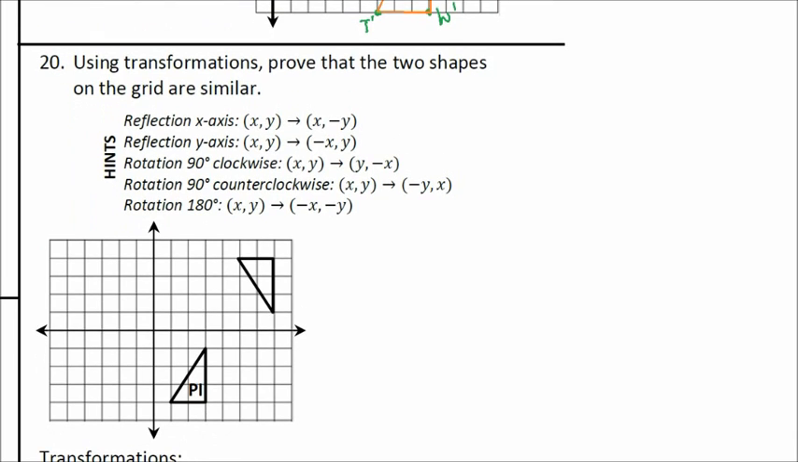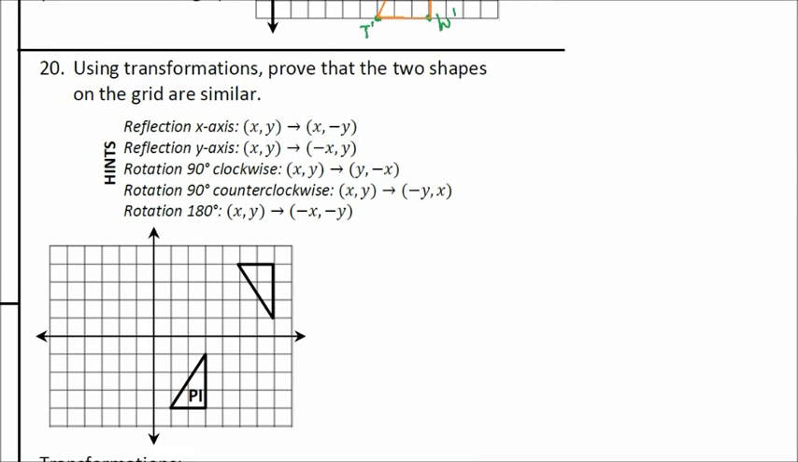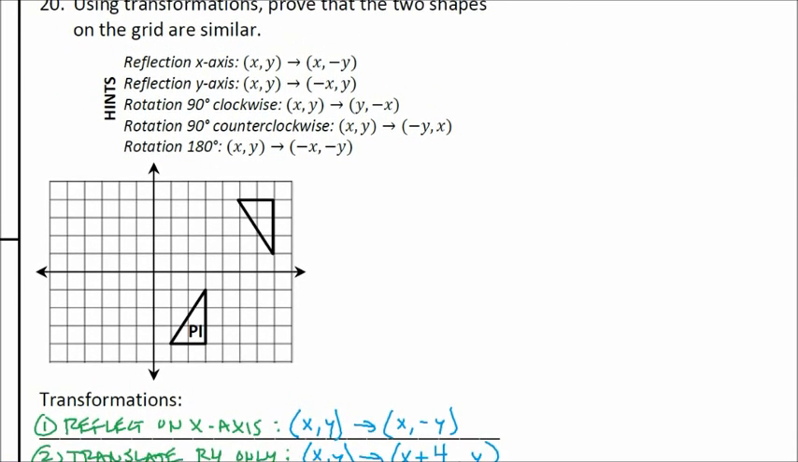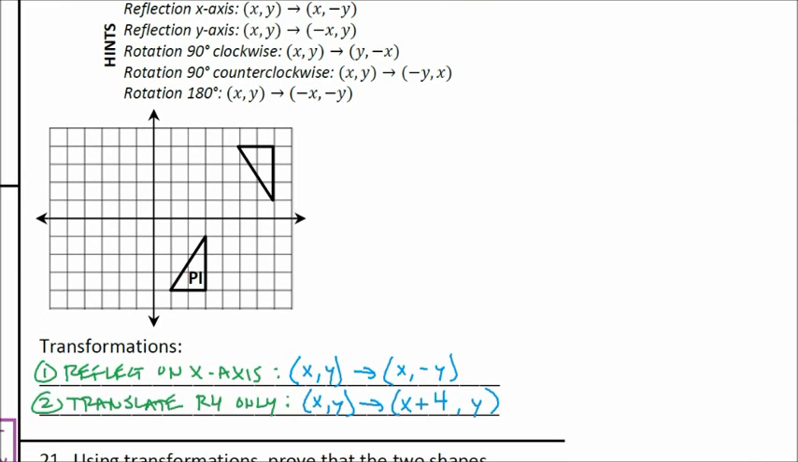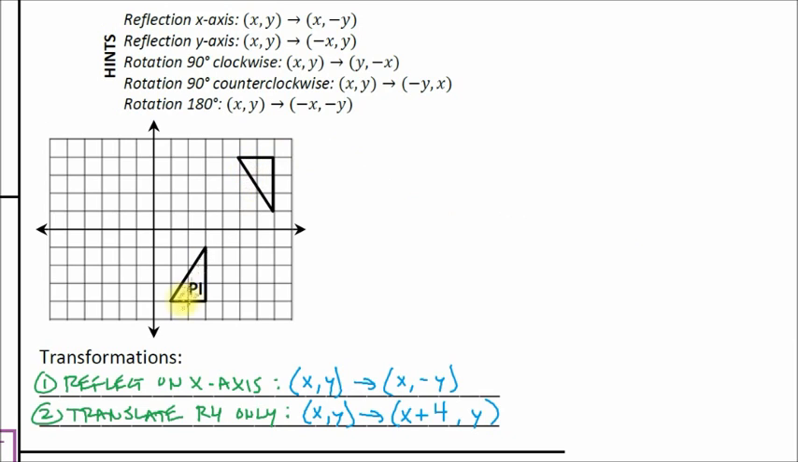Let's get down to number 20. Using transformations, prove the two shapes on the grid are similar. I have already written down the transformations to save some writing time. When I look at this pre-image, I can tell that I'm going to have to reflect it over the x-axis. And when you reflect, don't forget to count how far away you are. 1, 2, 3, 4. 1, 2, 3, 4.